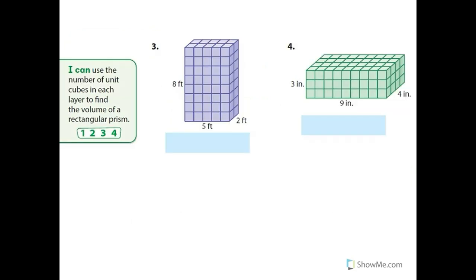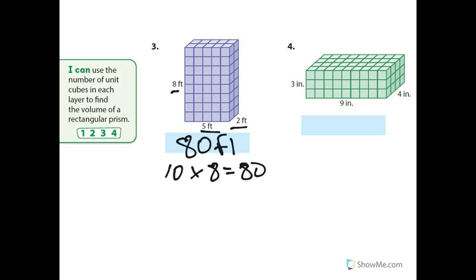All right, so go ahead, look at and solve number 3, and then we'll go over it. All right, so 5 times 2 is 10, and then 10 times 8, that's going to be 80. 80 cubic feet. It is very important to put the unit, and it's very important to make it cubic, right? Square would be area. So if you just put 80 feet, that would totally be wrong. You have to put 80 cubic feet. All right, go ahead and try number 4, and then we'll go over it.